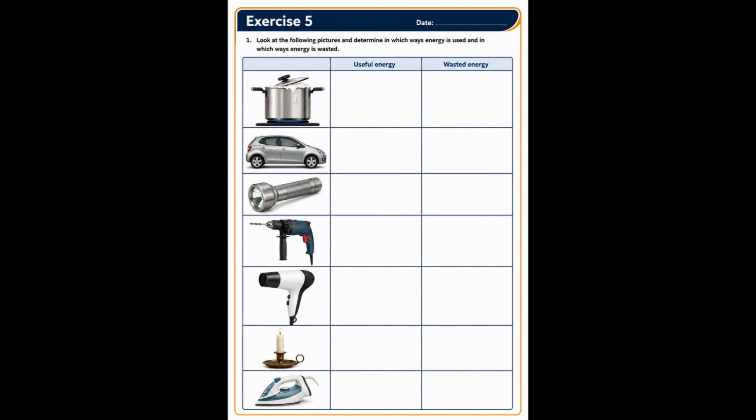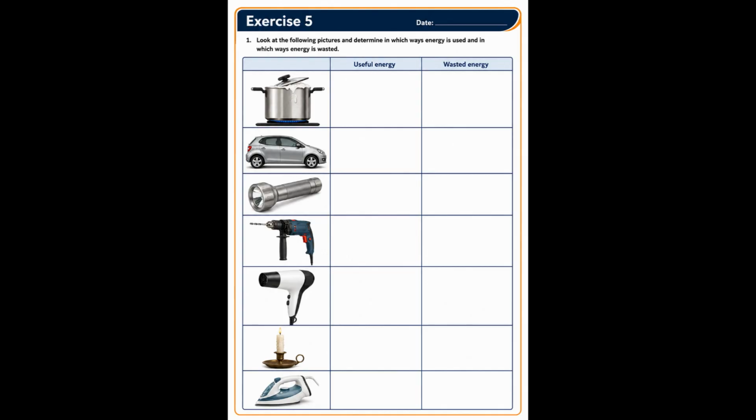The electric drill uses electrical energy. Its useful energy is kinetic energy because the drill bit rotates and makes a hole in the material. The drill also makes a loud noise and may become warm while it is used. These are forms of wasted energy. Write kinetic energy under useful energy and sound and heat energy under wasted energy.